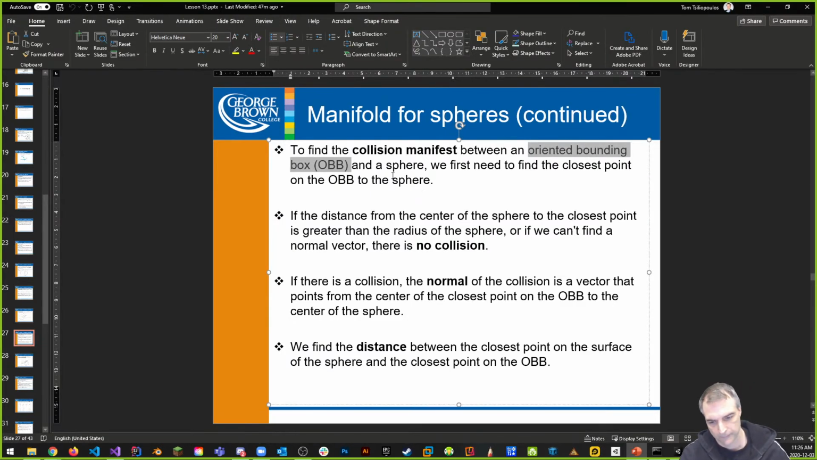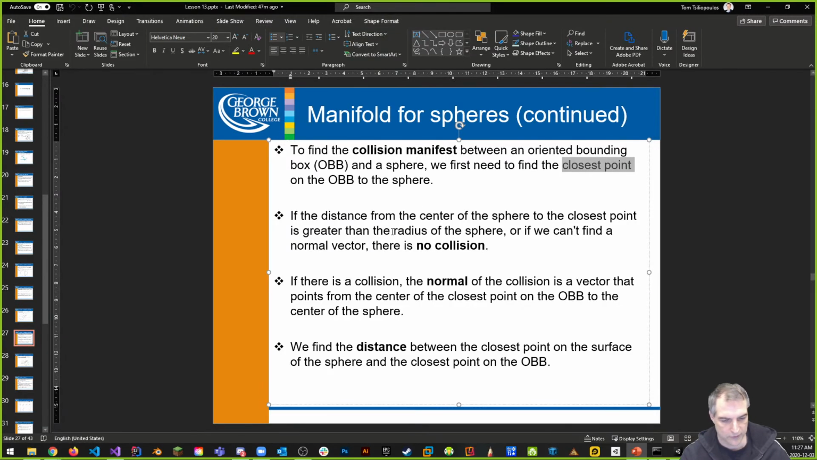Okay? So what we want to do is figure out the closest point on the OBB. Actually, it's the same thing when it comes to detecting AABB and sphere. We're looking at the closest point, which is not necessarily a vertex. Okay, it could be some other closest point on the actual surface of the OBB.